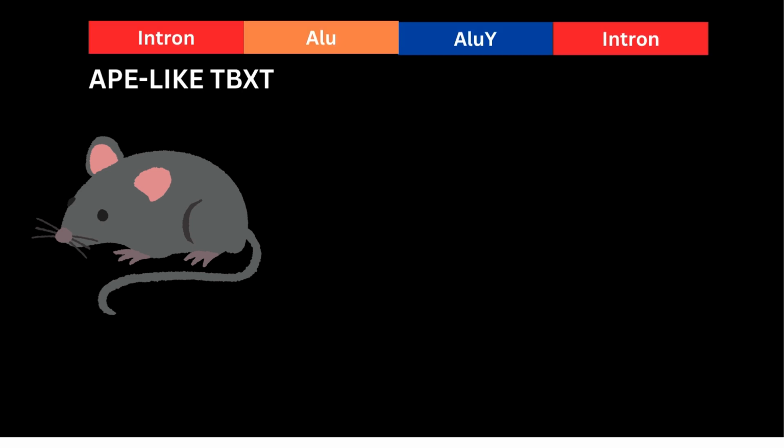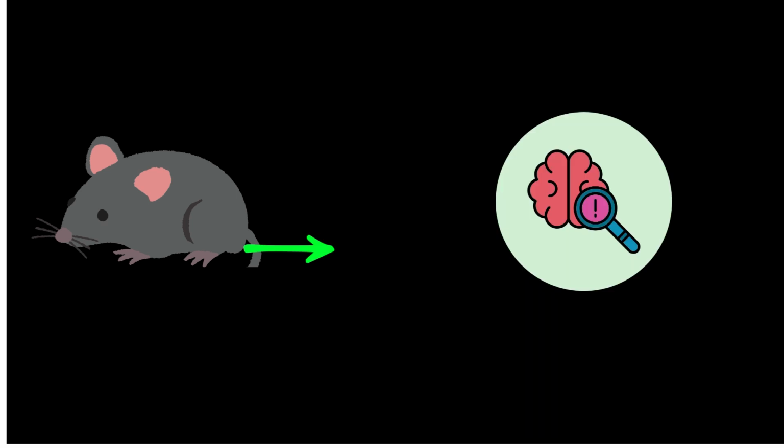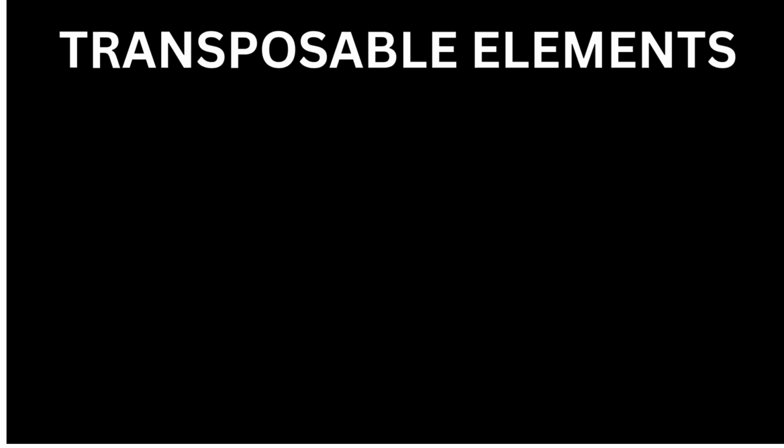Mouse experiments backed this up. When researchers edited mice to carry the ape-like version of TBXT, many developed short tails, or no tail at all. Some even developed neural tube defects, which suggests that the evolutionary pressure to lose the tail was strong enough to outweigh the risk. This study linked to our Week 4 investigation on transposable elements.